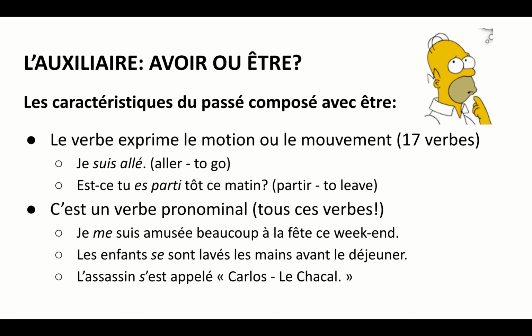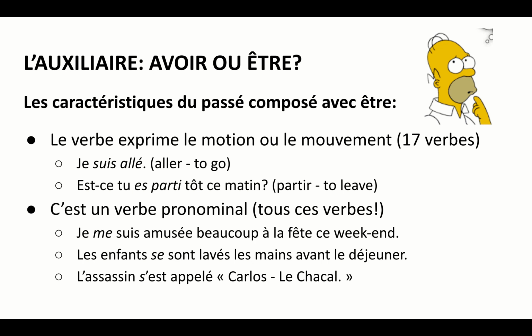Par exemple, je suis allé. Alors, le verbe, c'est aller, okay? So, we have one example here, je suis allé, I went. So that is a verb that expresses motion or movement. It's one of the 17 verbs. Aller is one of 17 verbs that takes être in the passé composé.